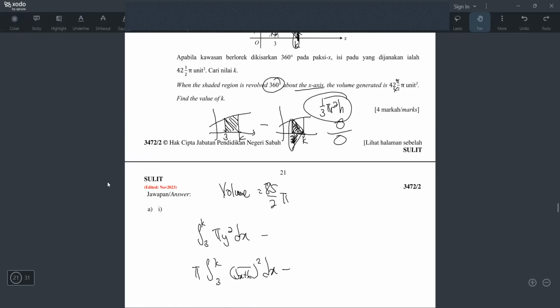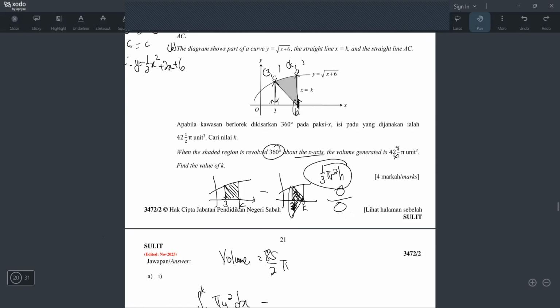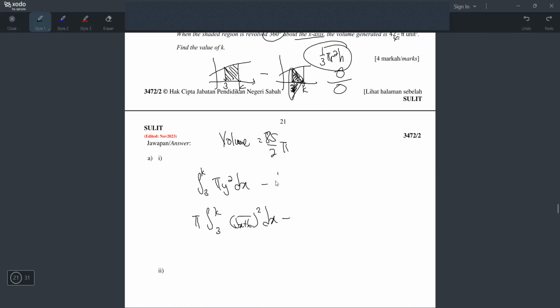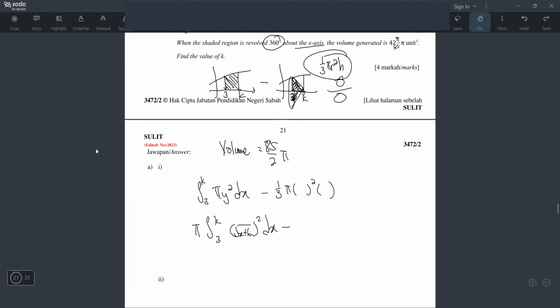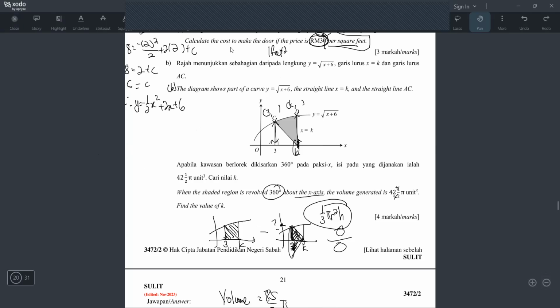You still have to minus with what? This volume is for the whole thing. I have to minus with the triangle after it rotates 360. So the triangle rotate, you will get the cone. So I already mentioned the cone volume is what, 1/3 pi r square h. So what is the r and what is the h? The radius of cone will be here, right? Will be here. So do I have the thingy here? Do I have this point's thingy? Don't have, but I can find.